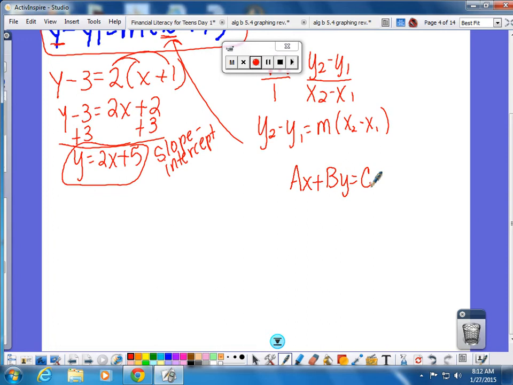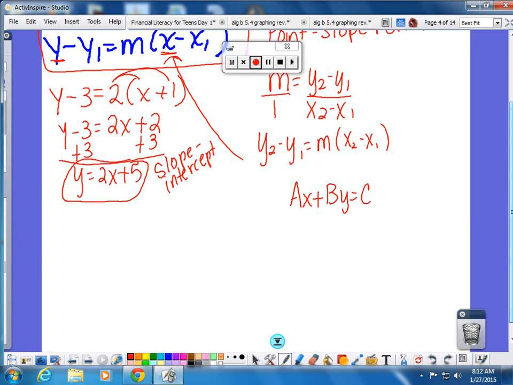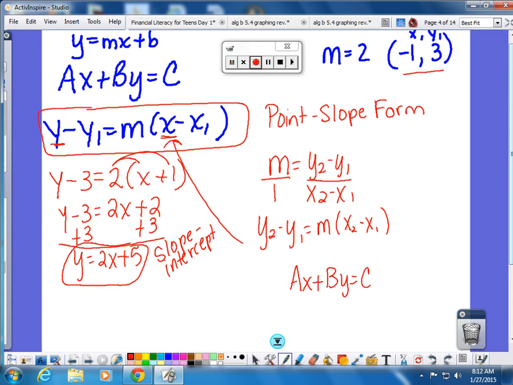What form did I start with? Do you remember what I called it? Point slope. We started with point slope. Gee, I wonder why they call it that. Because what are the two things I need to write an equation with? A point and a slope. I guess that's why they call it point slope. Make sense? So that can help us remember.